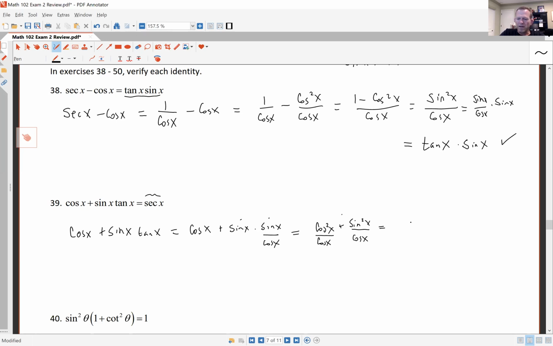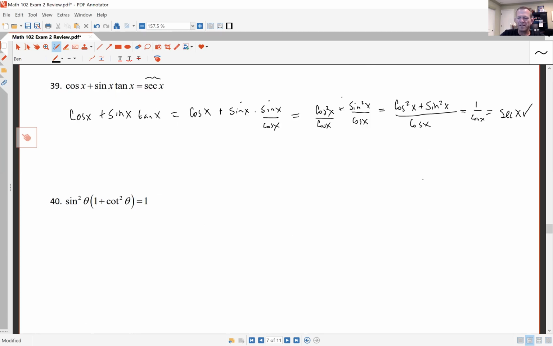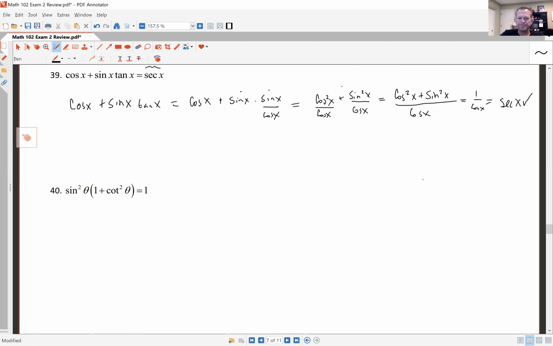Now the numerators we can add because their common denominator is cosine x. And so you should start to see this take shape. We want it to be secant x. The numerator is cosine squared plus sine squared. That's 1 over cosine x. And 1 over cosine x is secant x. So we've just verified that that equals secant x.